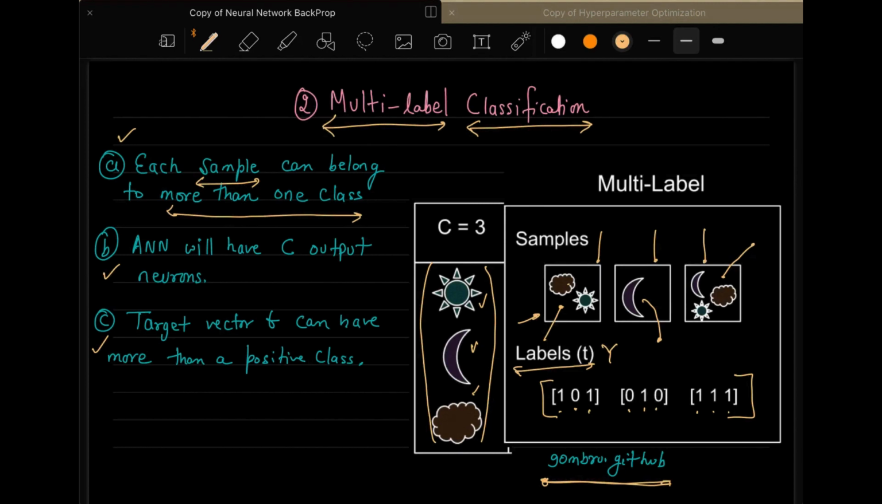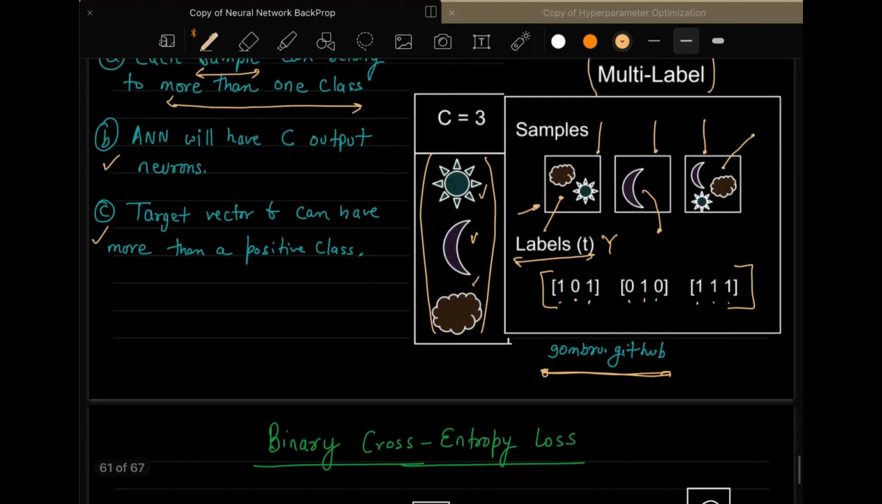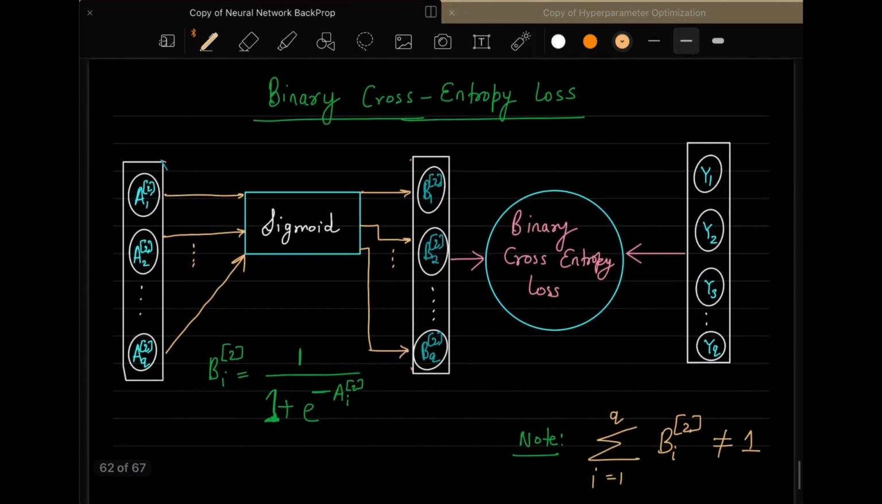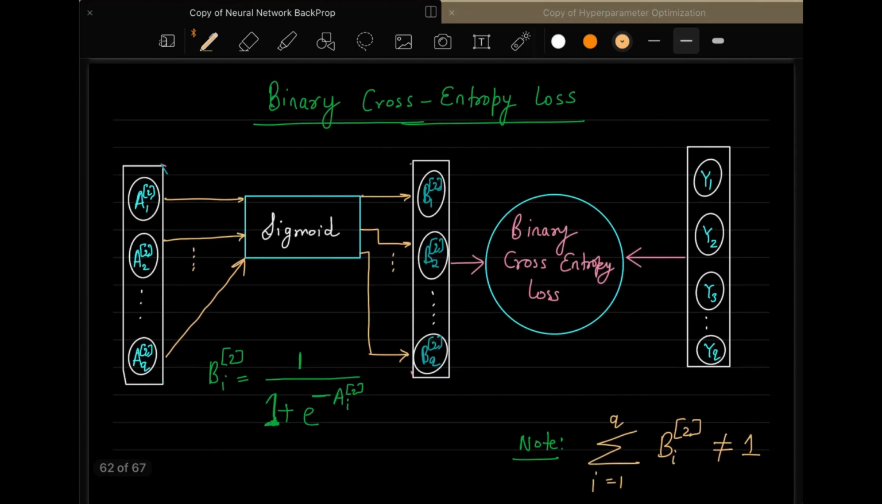So if this is the situation, like in case of semantic segmentation, if you are working on that, the diagram that I had shown you earlier will change to this. Here you will have sigmoids instead of using the softmax. Everybody knows the transformation involved in sigmoid, which is this one, quite easy.